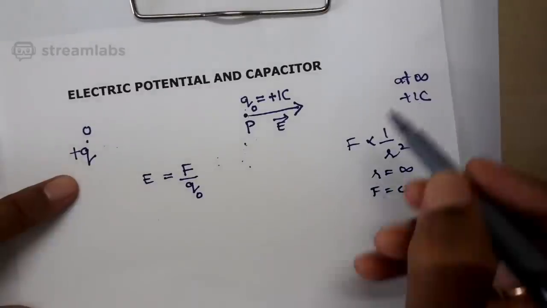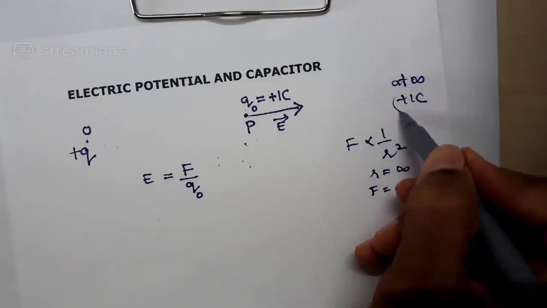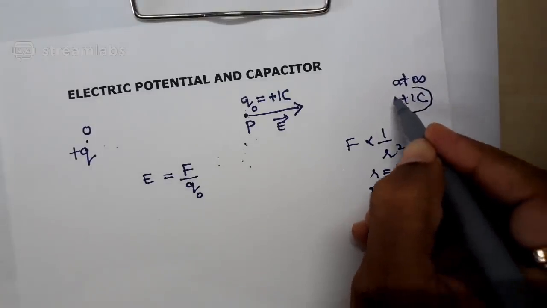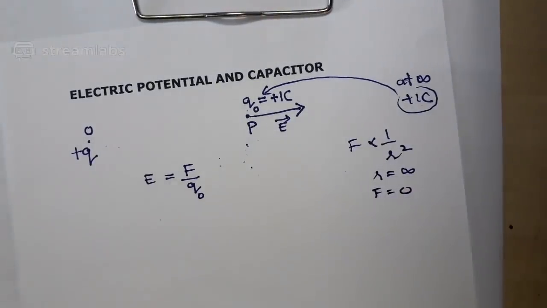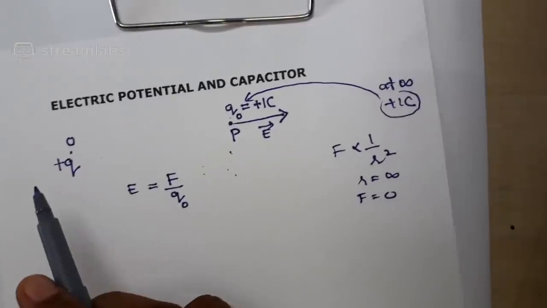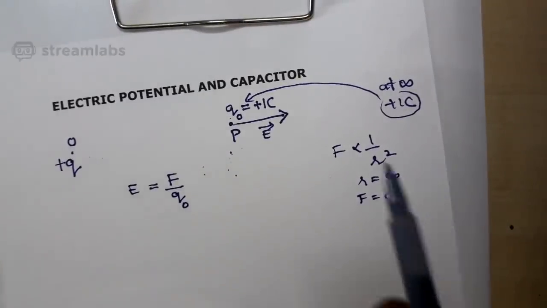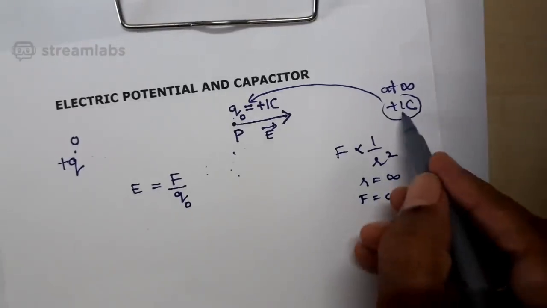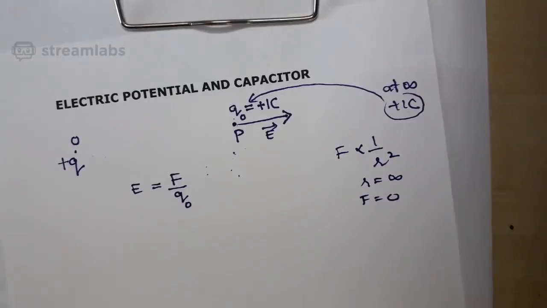Okay, now this plus 1 coulomb charge which is assumed at infinity, you are going to get that plus 1 coulomb charge from infinity to the point P against the electric field of the plus q charge. When you are bringing a plus 1 coulomb charge from infinity to a point P against the electric field of a plus q charge, don't you think that you are doing some work? Obviously, there is some work done in moving a plus 1 coulomb charge from infinity to a point P against the electric field. The question arises, why did I say there is work done?